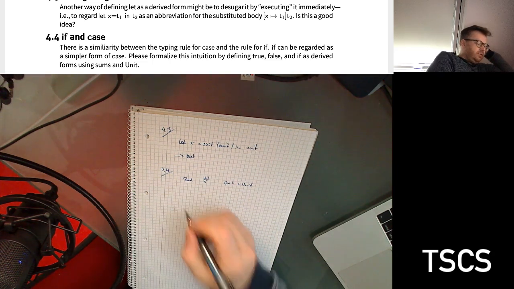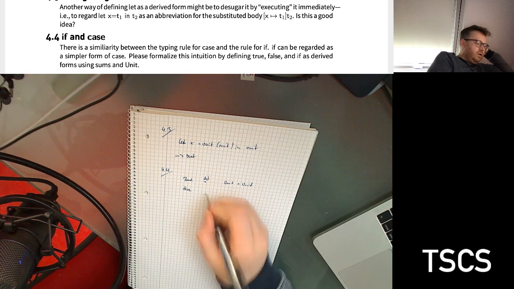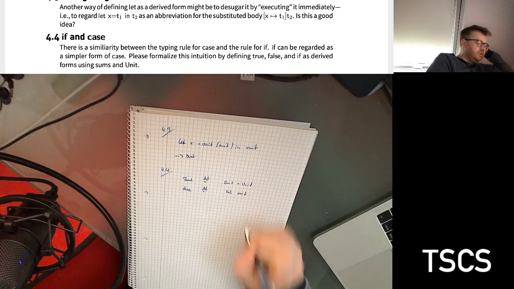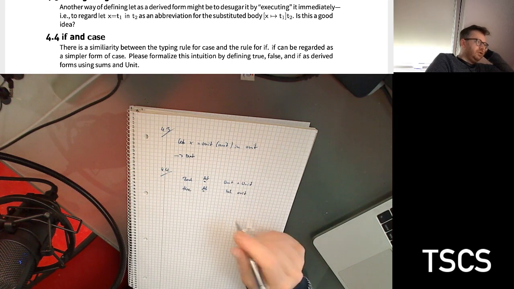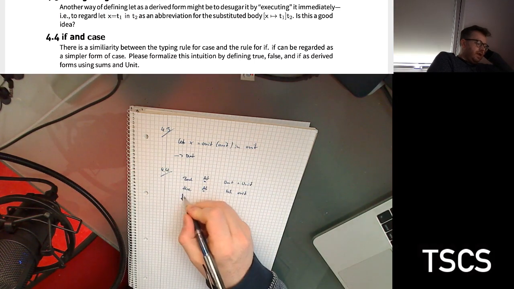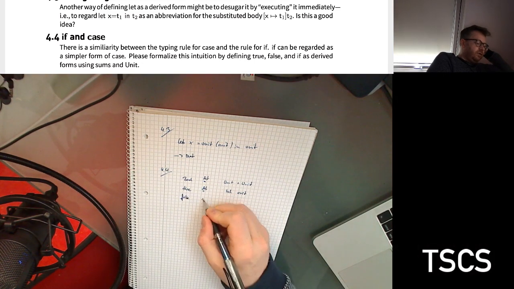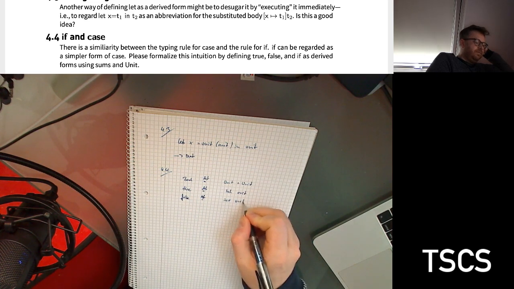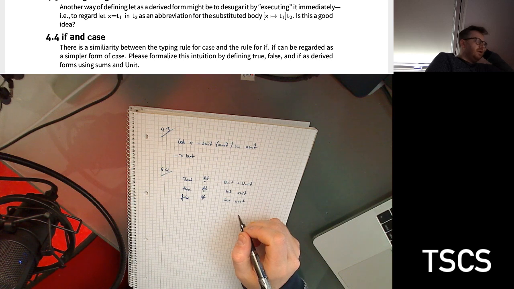So how do you define that? True would then be defined as inject left unit, because you don't need any more information, you only need unit. And then you define false as inject right of unit. And then you have the distinction between the true and the false case.